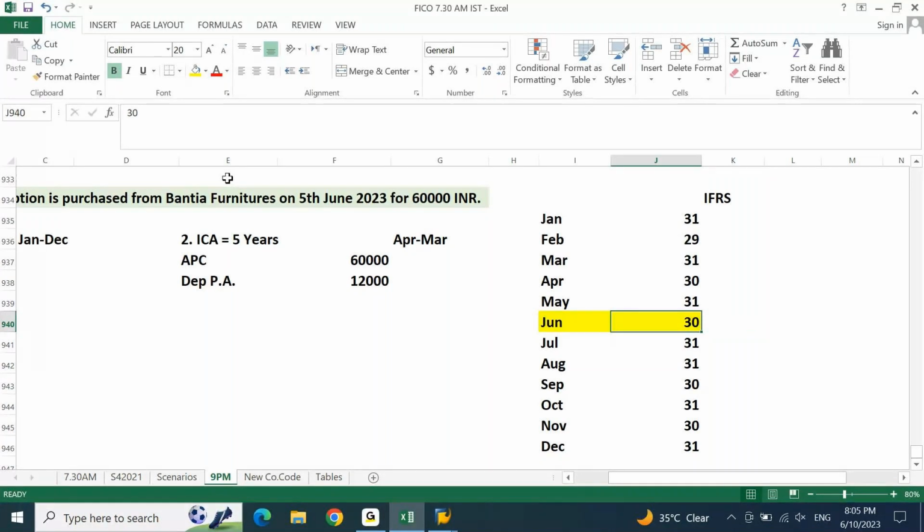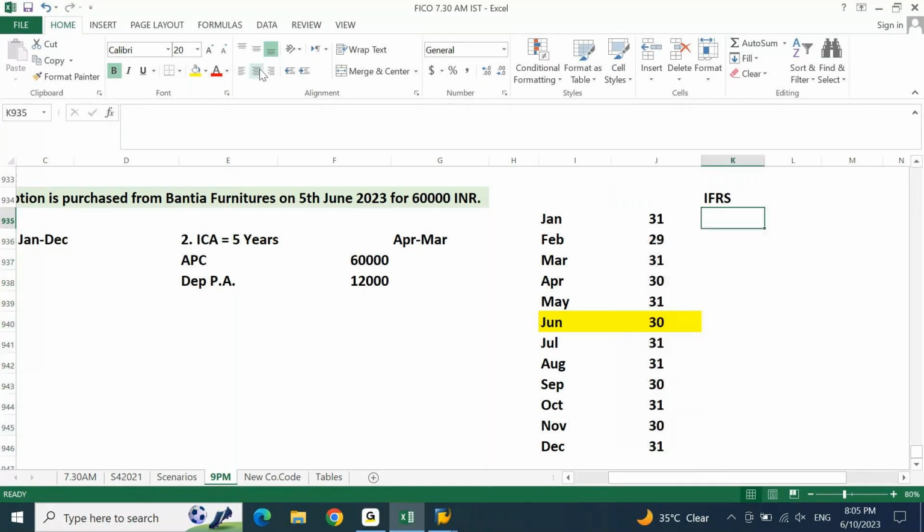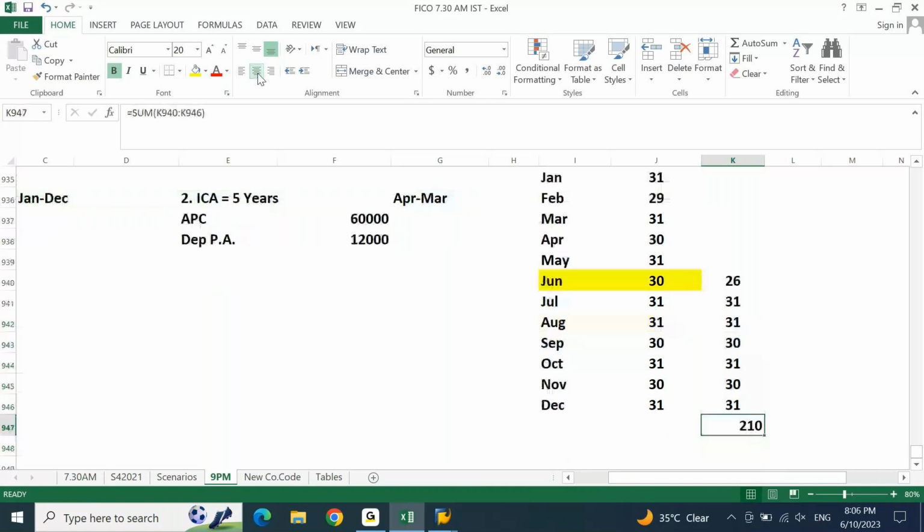We've used 26 days. So in the month of June, you've used 26 days, and from July onwards, you have used the asset fully. So the number of days in a month will remain the same. Now, according to IFRS, the number of days that the asset is used for the first year is 210 days, correct?